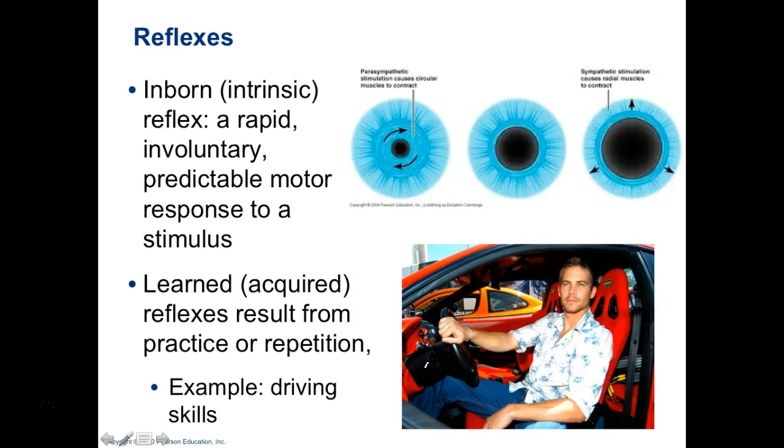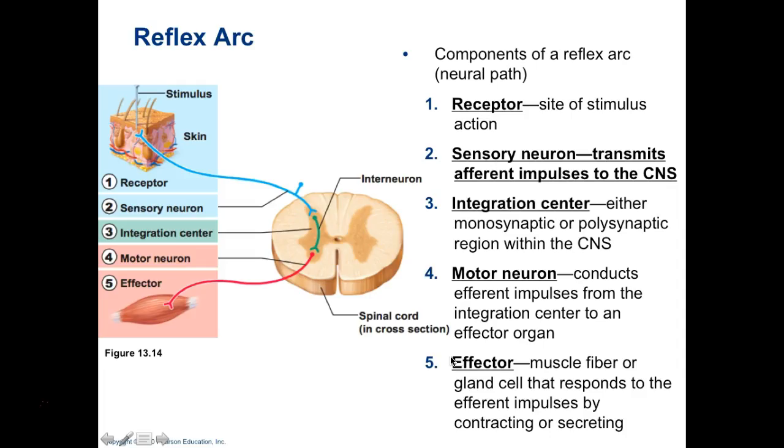Now we're going to talk about our reflexes, and we have really two different categories. We have inborn or intrinsic reflexes, like the one you're seeing here in the iris of our eye, where it's involuntary and a predictable type of motor response, whereas our learned or acquired reflexes take practice and repetition. So I put a picture here of Paul Walker, known for those Fast and Furious movies, because he has practiced through repetition and improved his driving skills.